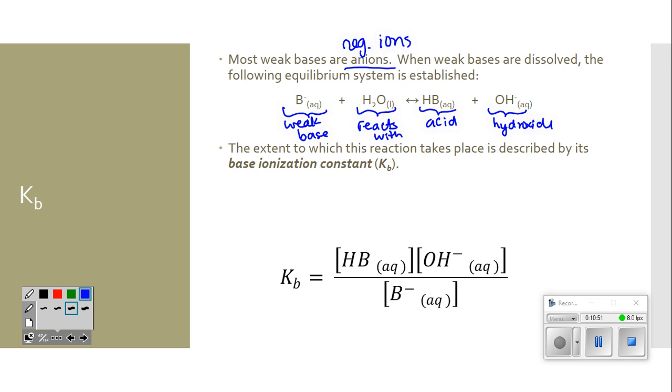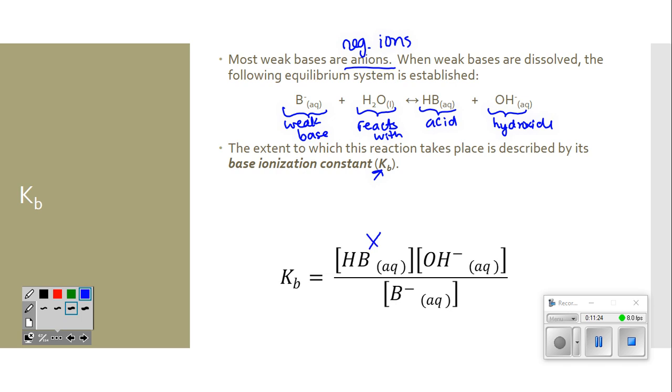Now, just like with Ka, the extent to which the reaction takes place is the base ionization constant. It's just K, but this time for a base. Notice when we set up the Kb expression, all I'm doing is taking the concentration of the products divided by the concentration of the reactants. That is the same thing we did for Ka. It's the same thing we did for Kw. It's the same thing we did for just regular old Kc. It's the same K expression.